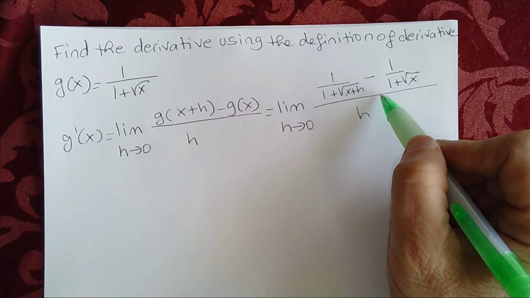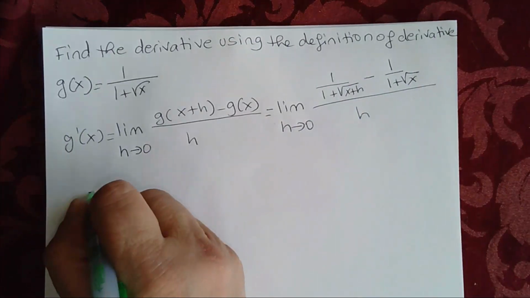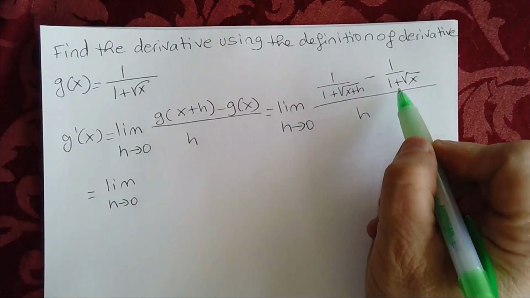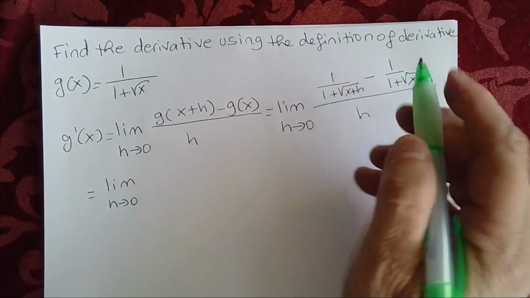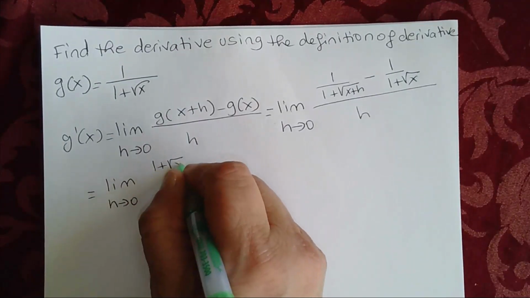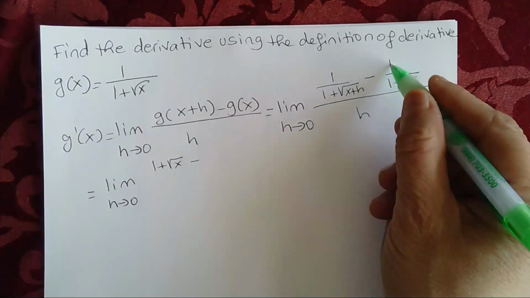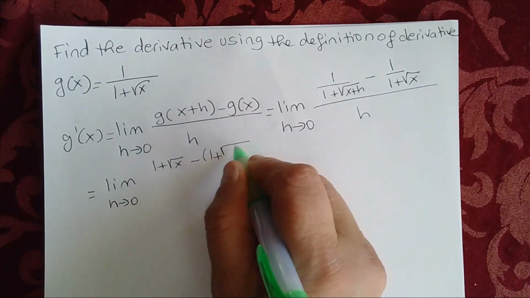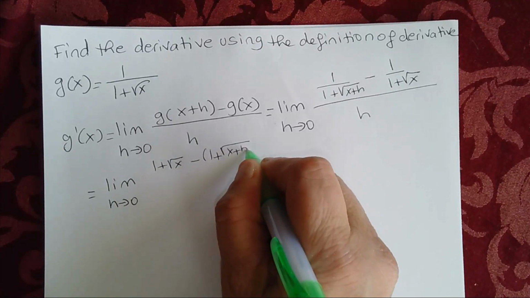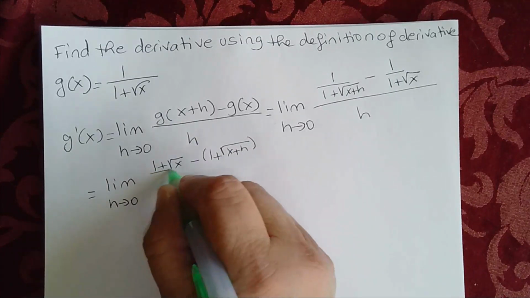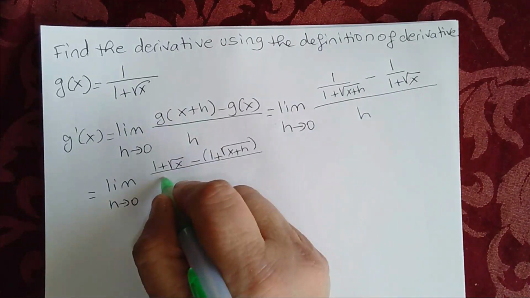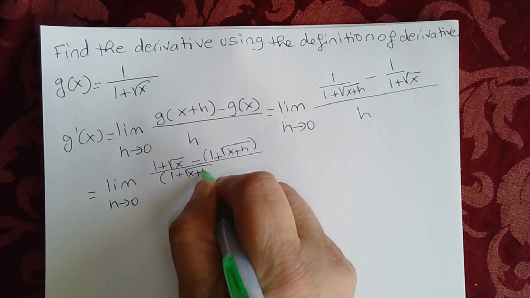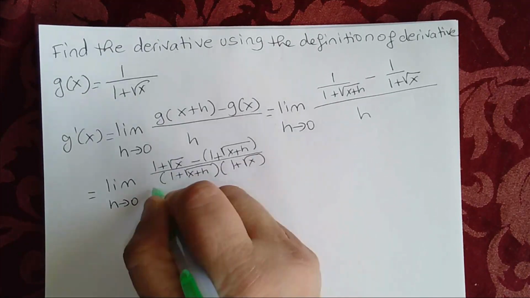So that's equal to the limit as h approaches 0. You take this 1, multiply by this, 1 plus square root of x, minus 1 times this. So you get 1 plus square root of x plus h, divided by the product of these two, divided by h.